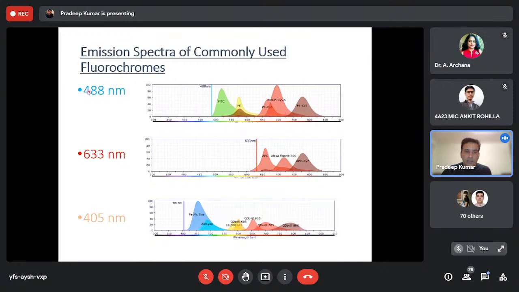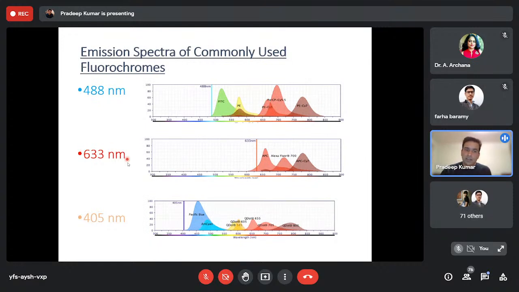If you look at the 488 nanometer wavelength, all these fluorochrome molecules like FITC, phycoerythrin, and phycoerythrin conjugated with Cy7 absorb the same wavelength, but they emit different wavelengths. Like the FITC molecule emits near about 520, 530, while PE emits near about 570, 580. PE-Cy7 emits near about 750, 780. So all these fluorochrome molecules are absorbing the same wavelength, but they are giving different emission wavelengths.